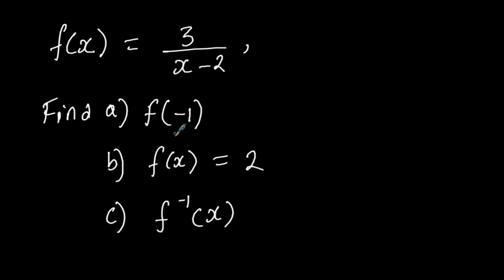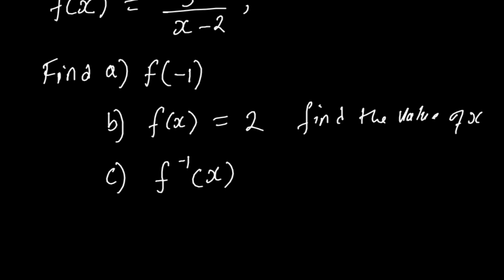f(x) equals 3 over x minus 2. Find part A, f of negative 1. Part B, f(x) equals 2. Here we are finding the value of x. And part C, we are finding the inverse of f(x). So let's start with our part A.